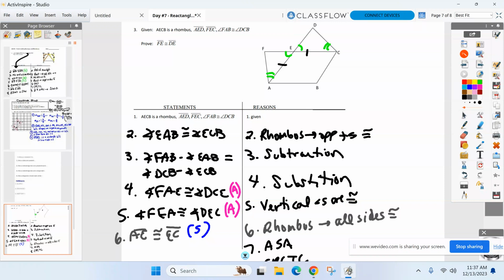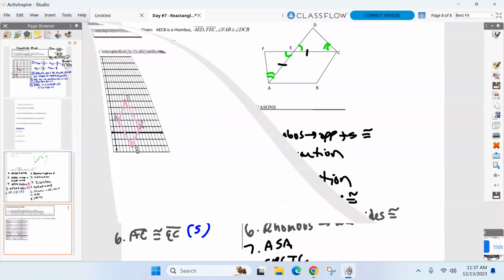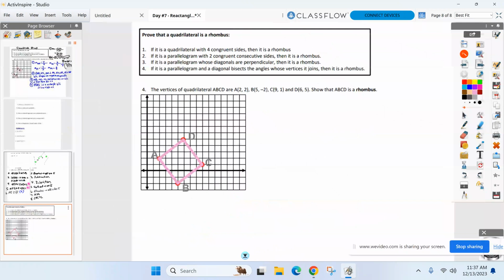All right? Everyone good? Okay, let's see how much we can get through of the last one, which is prove this is a rhombus. Probably not going to be able to do this in 3 minutes, but I'll talk as much as I can about it.